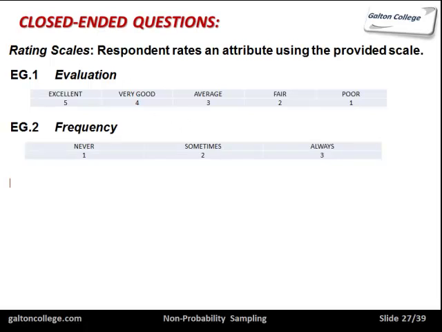You could use it for frequency. Do you ever, sometimes, always, etc. Again, there's a bias there. People, sometimes. But if you want them to definitely come down one side or the other, you would have to have an even number of responses here.